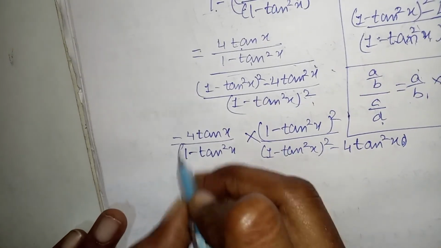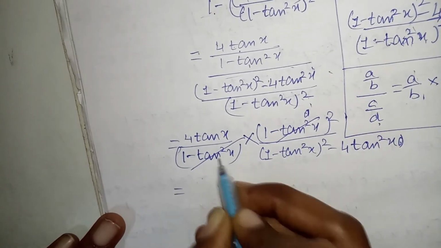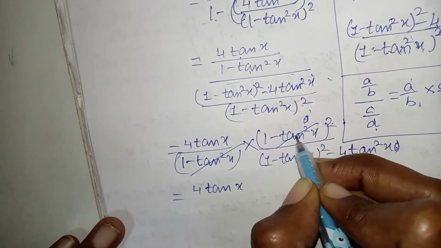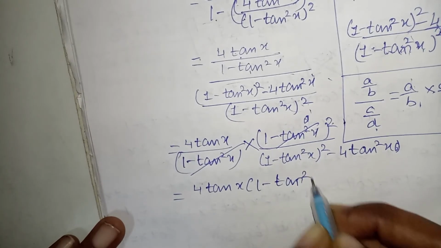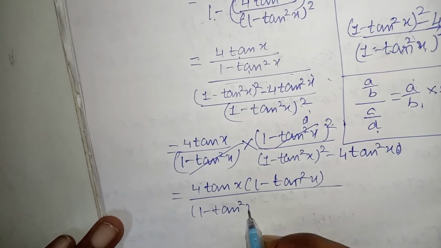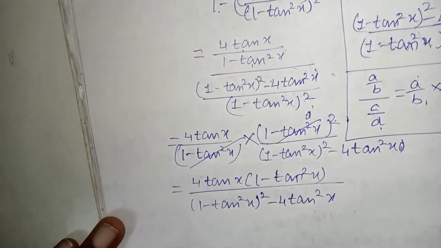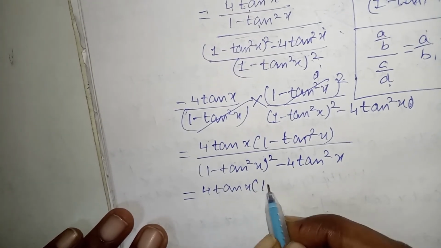So what will happen? Same here, they are same, right? So only one term will get cancelled. So what is remaining? 4 tan x into, there two terms are there, one term get cancelled. So one term is remaining. So 1 minus tan square x is remaining in the denominator. So what you have to do next? 4 tan x as it is, you keep it.